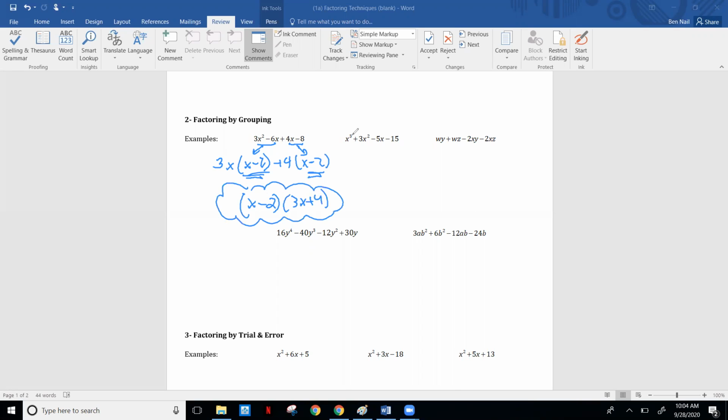Next problem, x cubed plus 3x squared minus 5x minus 15. If we look at these groups, here we can factor out an x squared, leaving me with x plus 3. Here we can factor out a negative 5. Remember, a negative divided by a negative is a positive, so if we factor out that negative 5, that would leave me with x plus 3. And again, we can see our greatest common factor. And if we factor out that x plus 3, that would leave me with x squared minus 5.